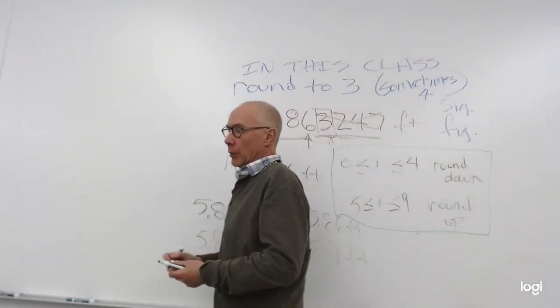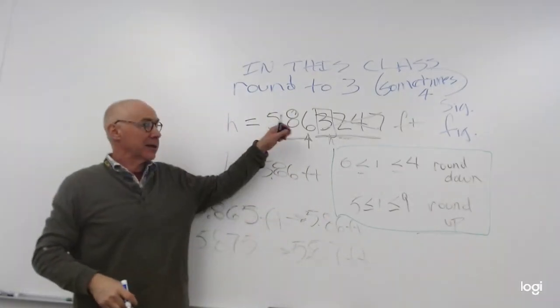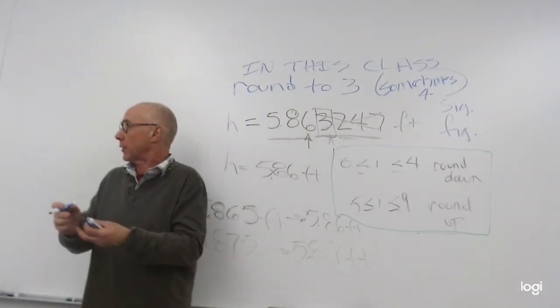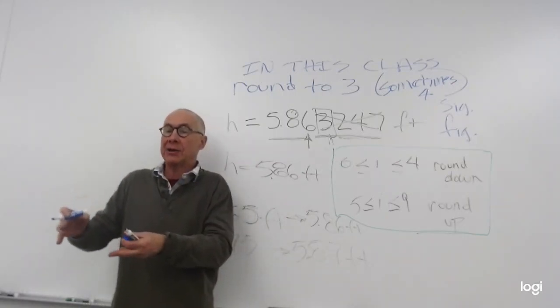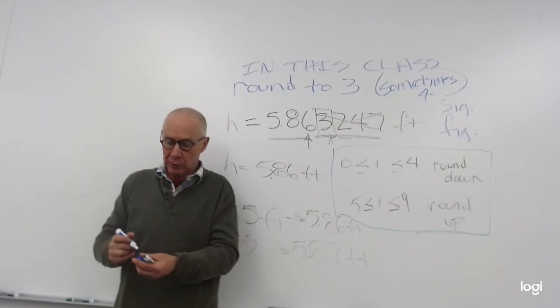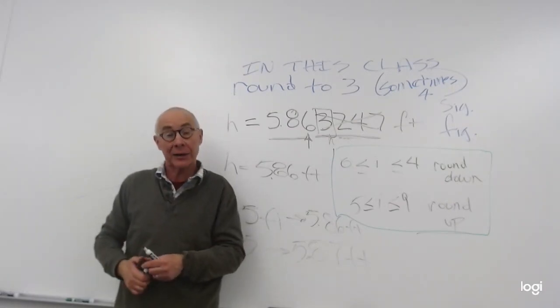And typically what we're going to do is keep all the digits in the interim. If you have a sequence of calculations, always keep all the digits until the end, and then at the end you round off. We'll talk more about that in our next lecture.